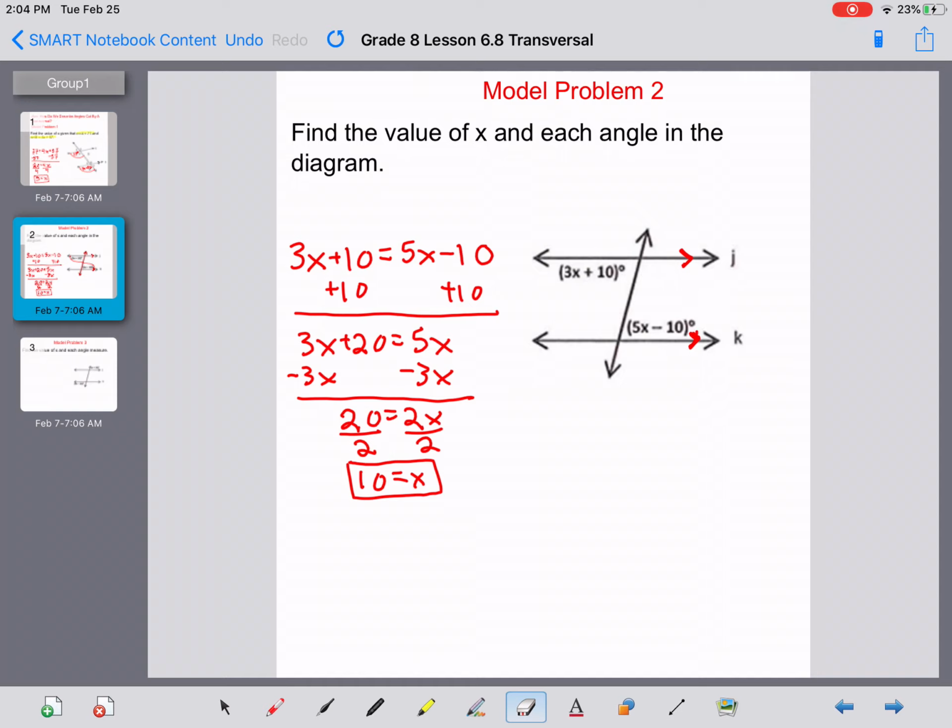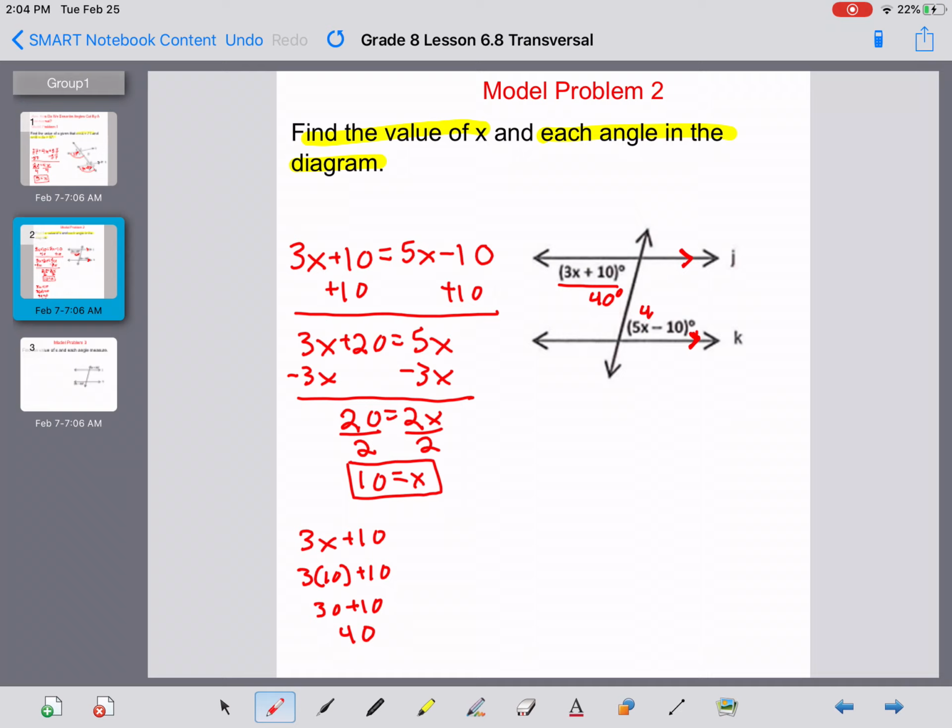Now, the problem said to find the value of x, which I did, and each angle in the diagram. So I have to find each angle. I'm going to start with this 3x plus 10. 3x plus 10, if x equals 10, I can substitute that in. 3 times 10 is 30, plus 10 is 40. So the measure of this angle is 40 degrees.